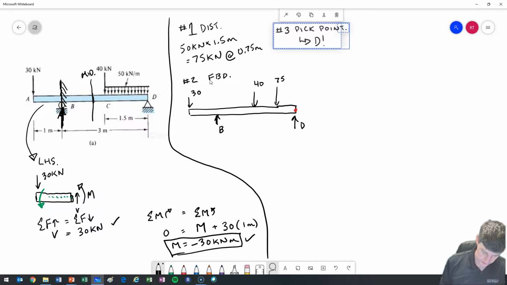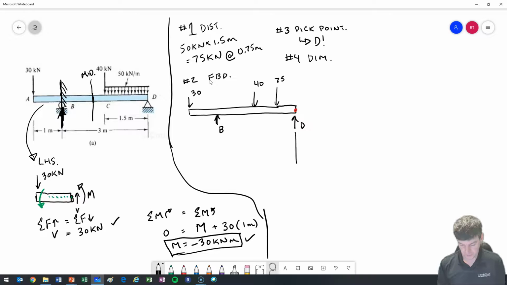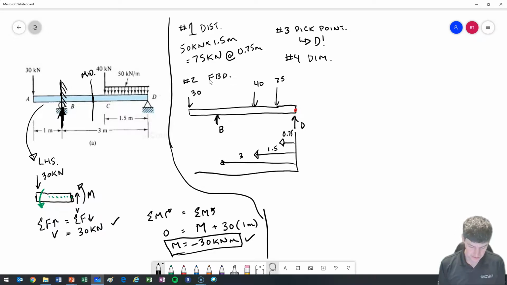All right, and number 4, I need to do some dimensions. So I'm going to go from D, 0.75, to the 40 load is 1.5, to B is 3, and all the way across is 4.